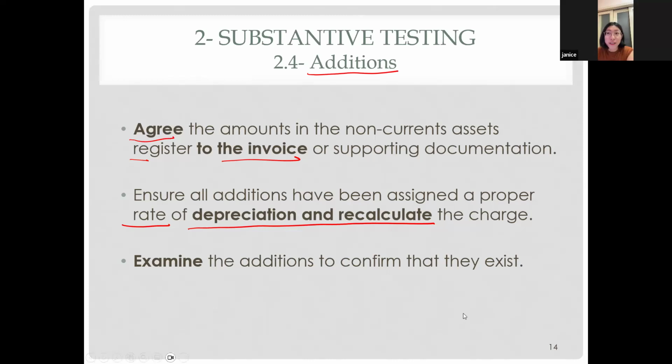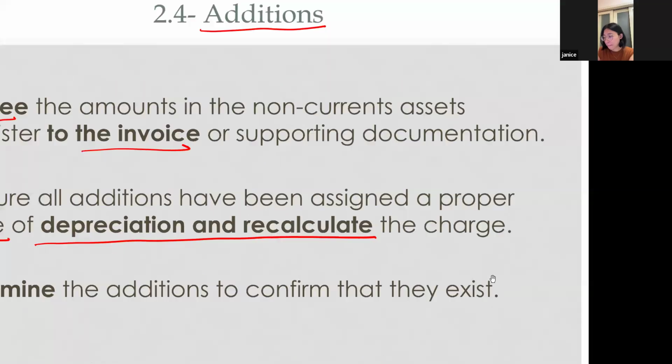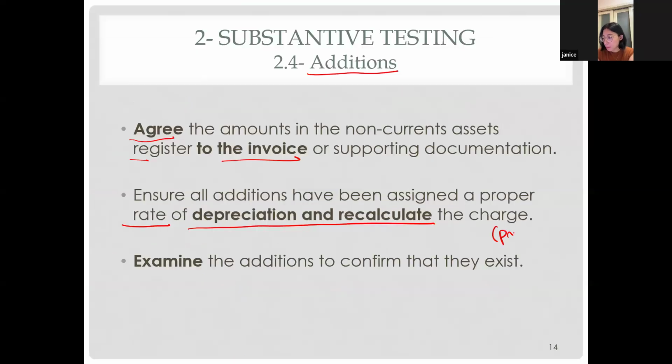The first year, we did not use the item for the whole year. So do not forget to get it prorated, right? Prorated with the number of days. And of course, for all new additions, you want to make sure the client did not lie. They actually bought them. So we need to inspect these new items to make sure they really exist. Okay. So that's all for the addition.